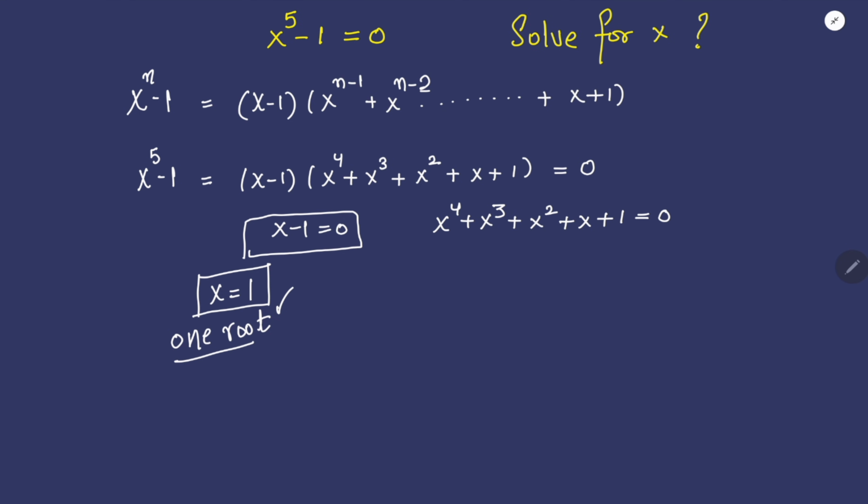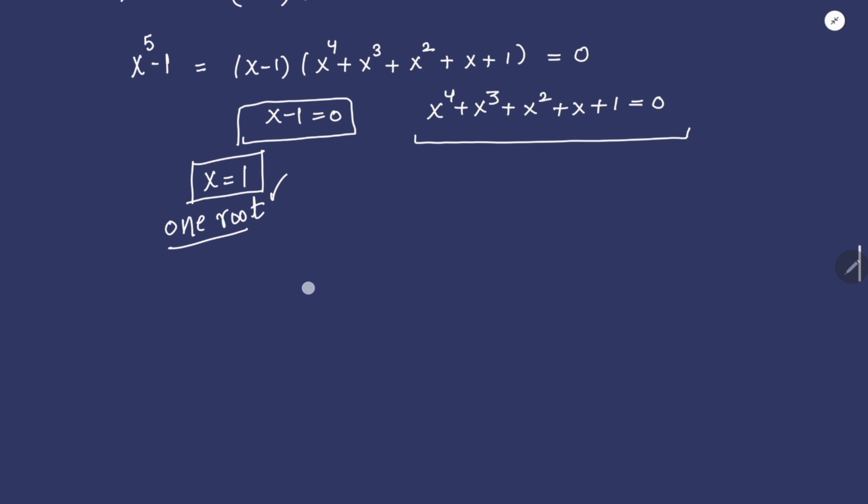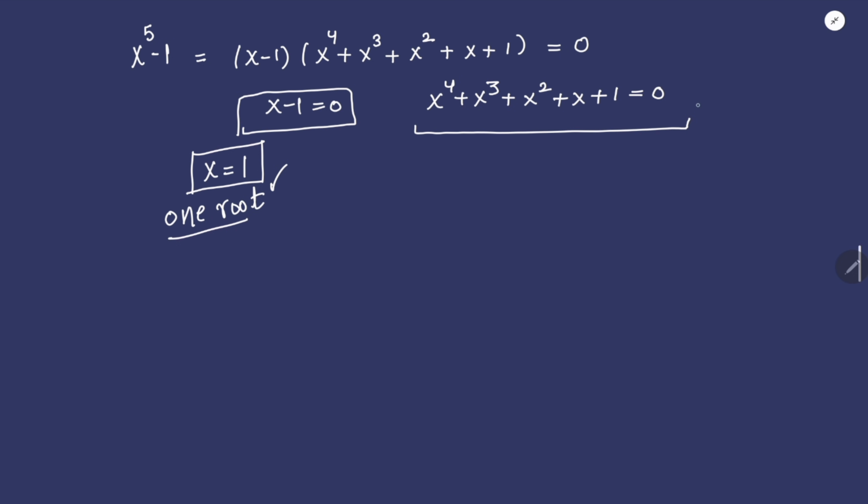But we know that this equation will have how many roots? 5 roots. And we need to find 4 other roots, right? So 4 other roots we need to find. For that we have this fourth degree equation. Okay, so what will I do? I will try to solve this equation now. So first thing what I can do is dividing.